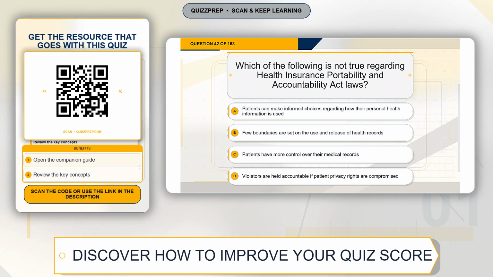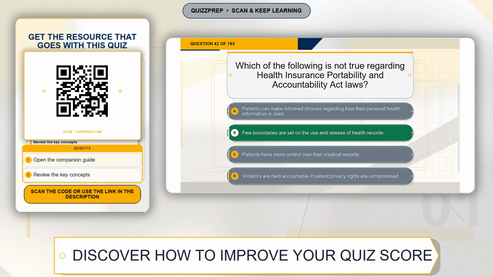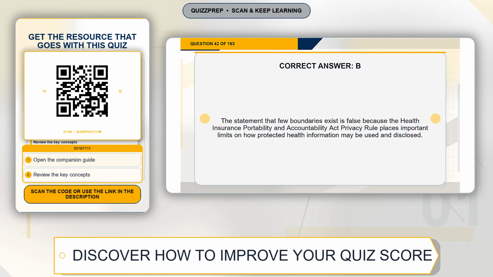Question 42. Which of the following is not true regarding Health Insurance Portability and Accountability Act laws? Option A. Patients can make informed choices regarding how their personal health information is used. Option B. Few boundaries are set on the use and release of health records. Option C. Patients have more control over their medical records. Option D. Violators are held accountable if patient privacy rights are compromised. The correct answer is option B. Few boundaries are set on the use and release of health records. Explanation. The statement that few boundaries exist is false because the Health Insurance Portability and Accountability Act privacy rule places important limits on how protected health information may be used and disclosed.